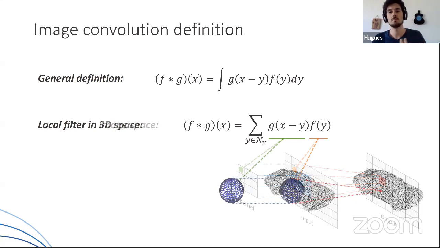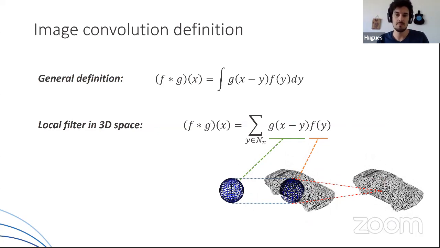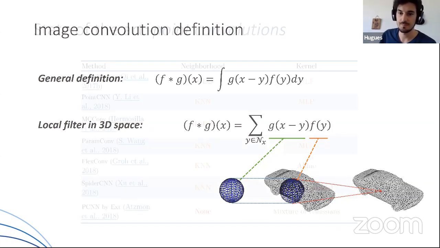If you want to define a point convolution, you can use the same formulation: just sum over a neighborhood, and you have to define a function, which is the kernel, that is going to apply weights to the features as inputs. So the two important things that you will need are a neighborhood and a kernel function.